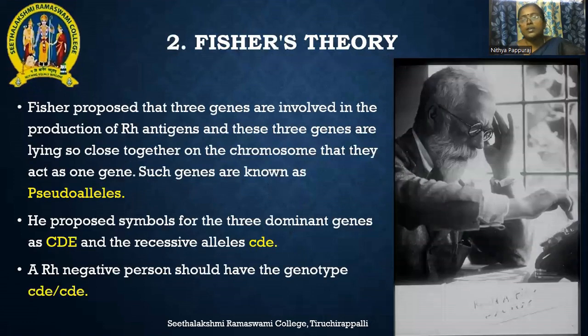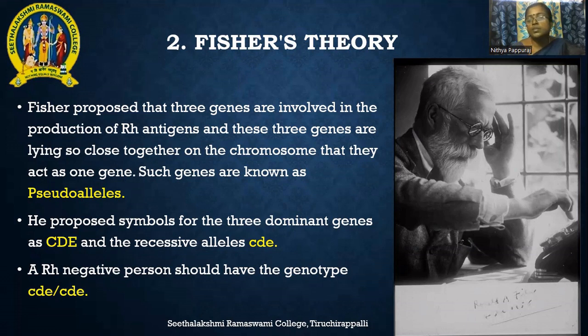Now let's see Fisher's theory. Fisher proposed that three genes are involved in the production of Rh antigen, and these three genes are lying so close together on the chromosome that they act as one gene. These genes are known as pseudo-alleles. He proposed symbols for the three dominant genes as capital C, capital D, capital E, and the recessive alleles are small c, small d, small e.